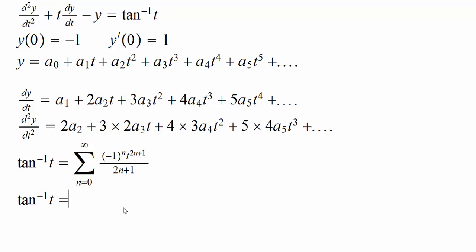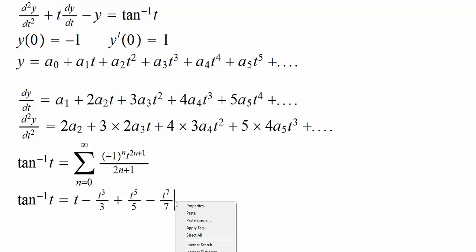So when n is 0, what we have here is simply t. When n is 1, we have negative t cubed over 3. Okay, and then we got t to the power 5 over 5 with a positive sign. And let's write the next term. That's going to be t to the 7 over 7, and then it will proceed in the same manner.